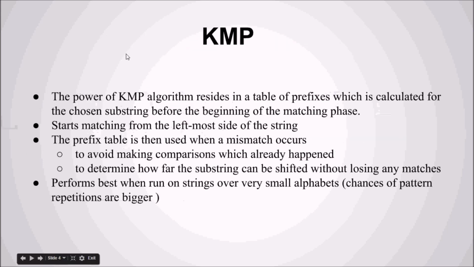So, how does KMP work anyways? It pre-computes a table of prefixes which is calculated for the chosen substring before the beginning of the matching phase. The matching happens from left to right. Whenever a mismatch occurs, the prefix table is used in order to determine how far the substring can be shifted so we can avoid unnecessary comparisons. Because it uses the patterns computed in the prefix table, the algorithm is extremely efficient when applied to strings over very small alphabets where patterns are more likely.